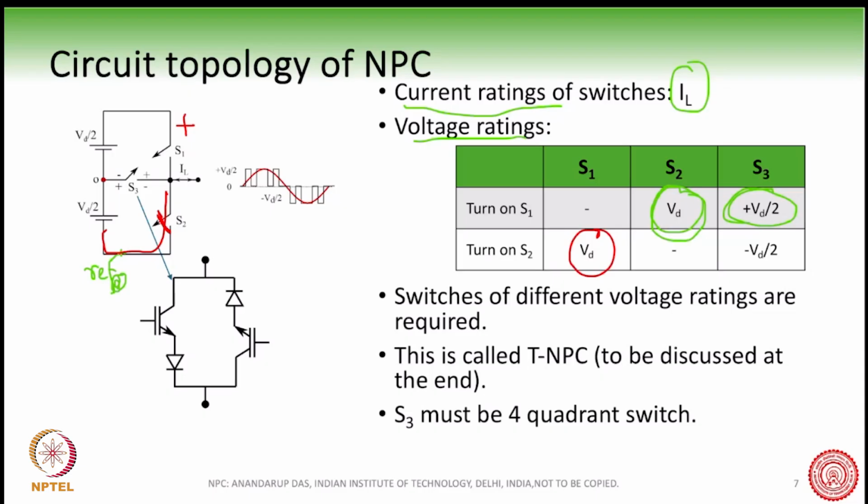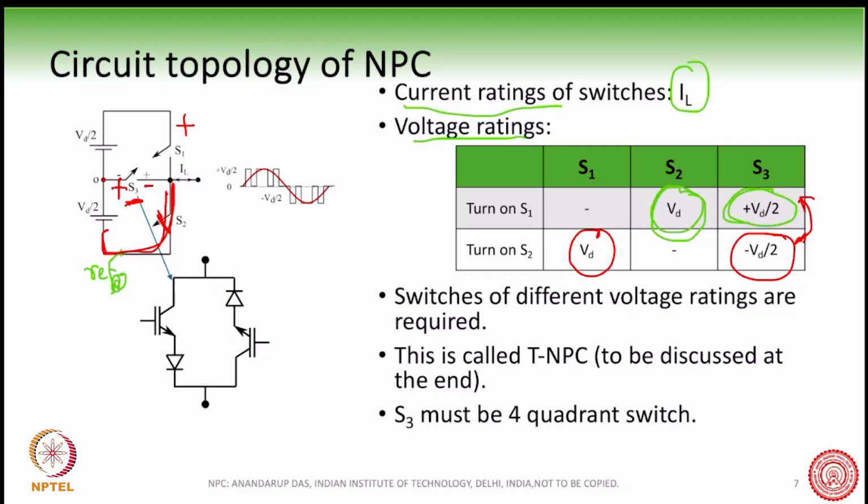But what about S3? Okay, what about S3? If you carefully see, since this point is connected here, now S3 has a voltage of plus here and minus here, and it has to therefore block a voltage of minus VD by 2. Earlier it was plus VD by 2 and now it is minus VD by 2.